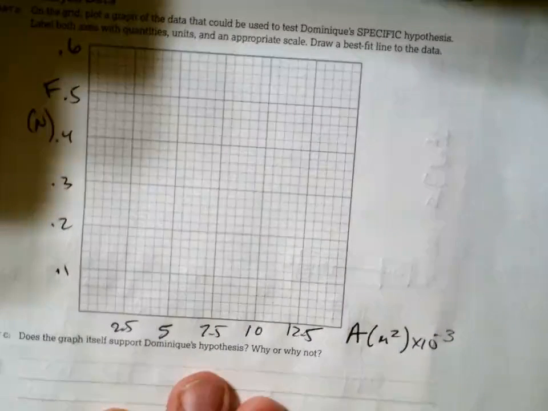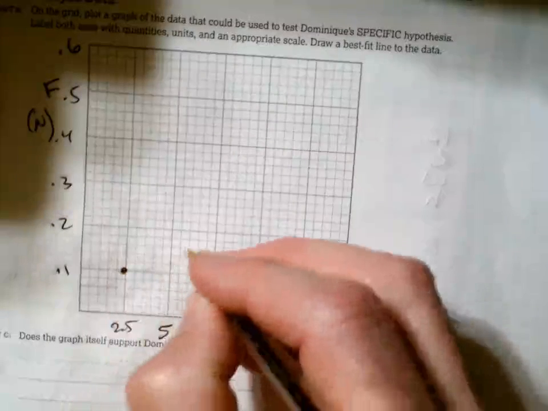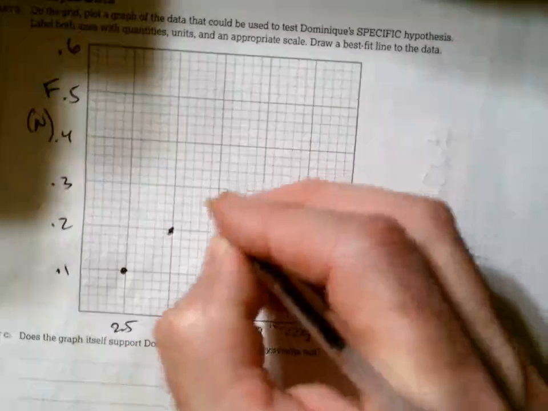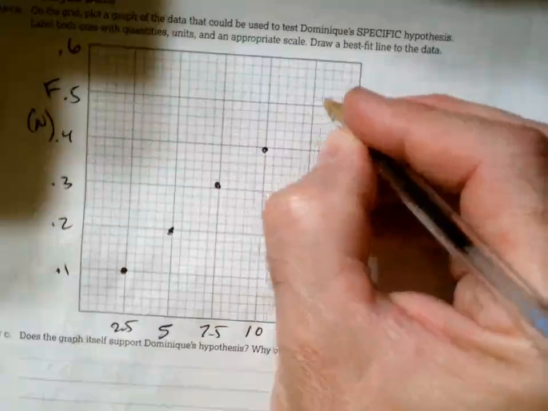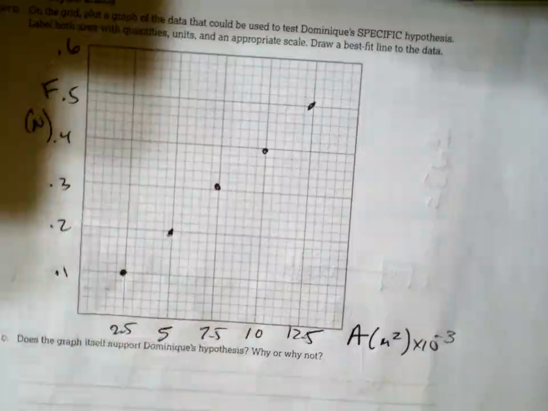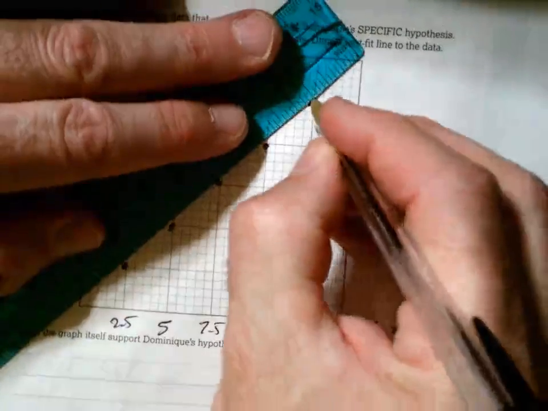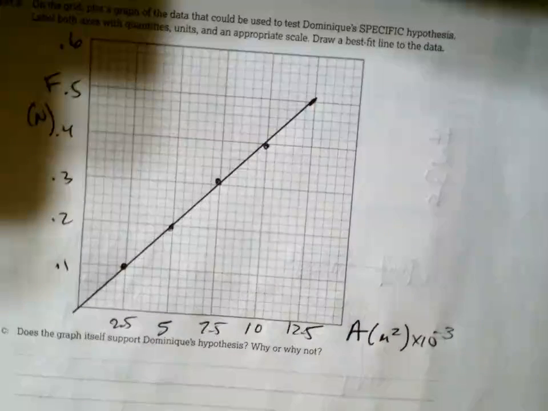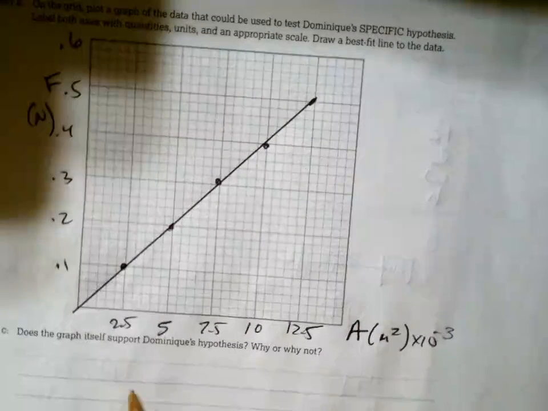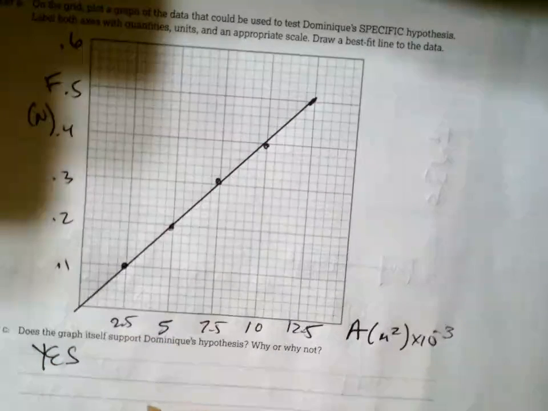And so as we get the data from the data table, it starts graphing out like this, about here, about here, about here. It looks pretty linear. So then we draw a line that goes to the origin. And does it support the hypothesis? Yes. The graph shows the force is directly proportional to the area.